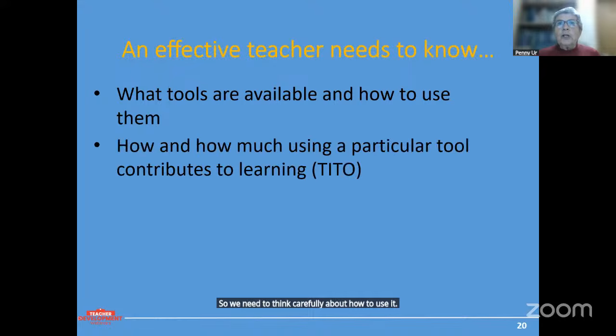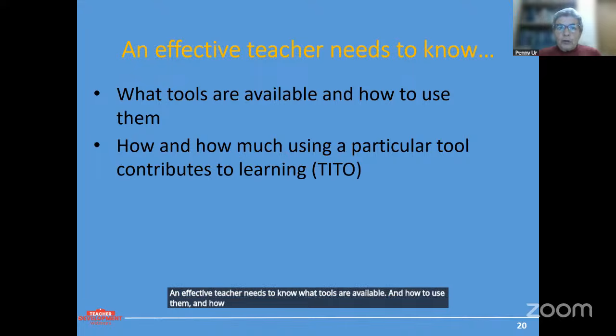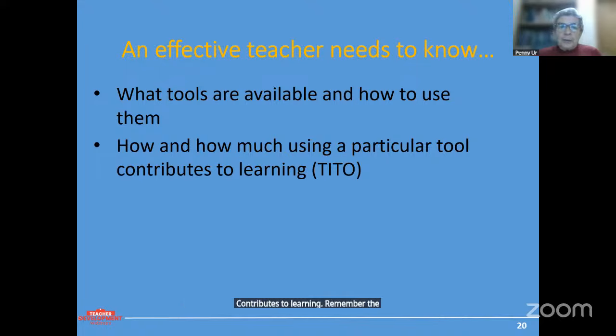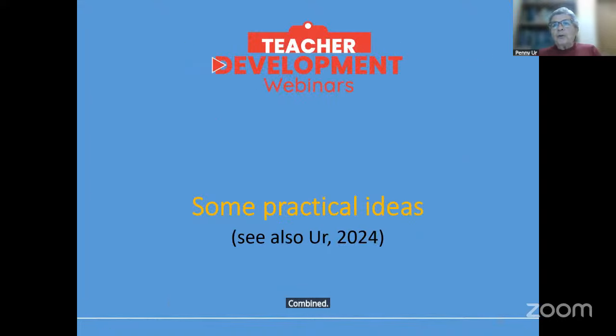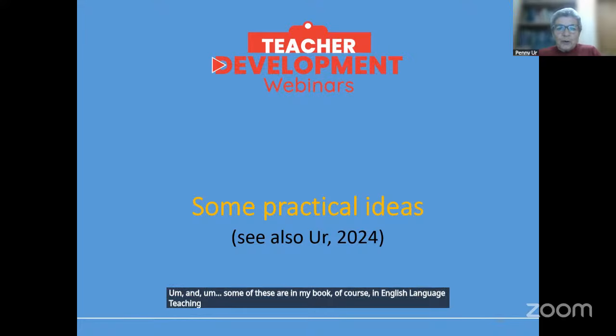An effective teacher needs to know what tools are available and how to use them, and how much using a particular tool contributes to learning. Remember the TITO acronym. The comparative value, this is what an effective teacher needs to know: the comparative value of the different types of tools and how they may be combined. I'm going to finish off with some practical ideas just for fun. And some of these are in my book, A Course in English Language Teaching, which I'll give you the reference to later.